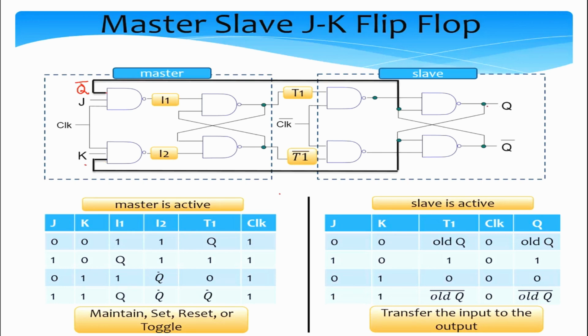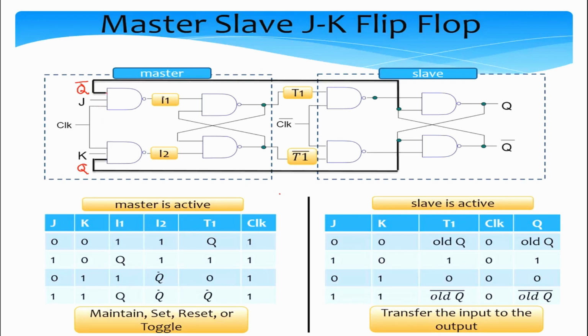The value of Q is coming in, which is Q itself. So that is the only difference. The only difference is that this is exactly the same as a master slave SR flip flop, the only difference being that the first two NAND gates actually take three inputs.